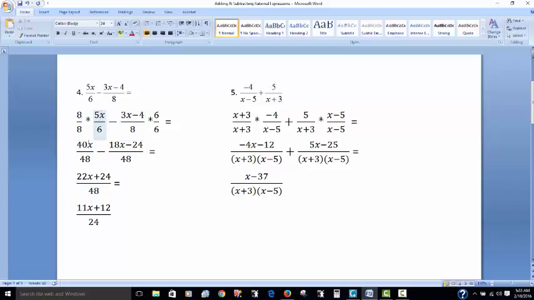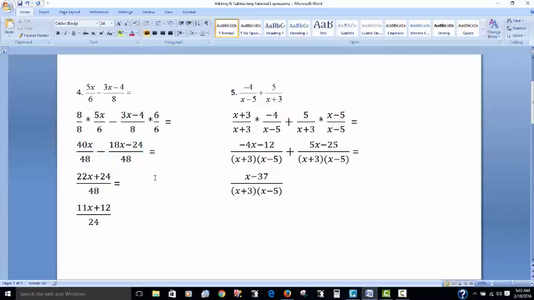Now 8 times 5x, that's 40x. And then a negative 3x minus 4. Here, 6 times 3x, that's going to be 18x. 6 times negative 4, that's negative 24. So in my numerators, I have 40x minus 18x minus 24. They're both over the denominator of 48.